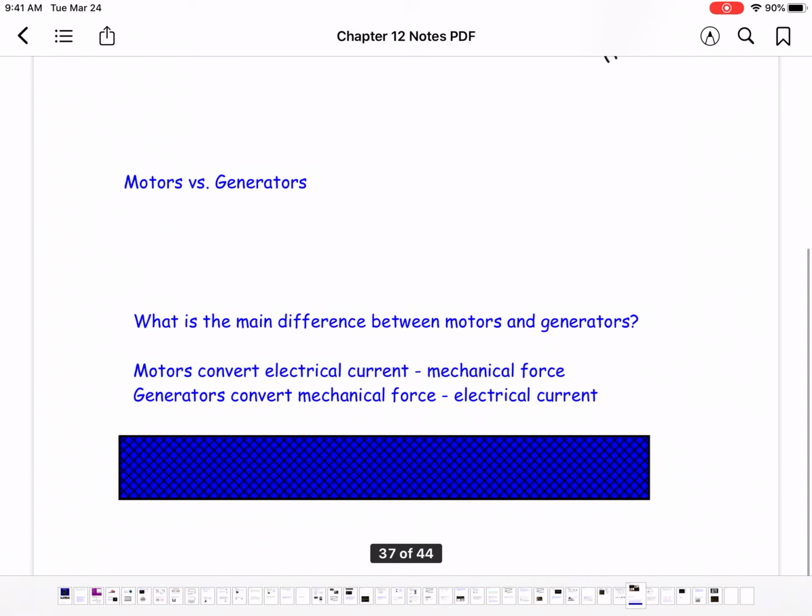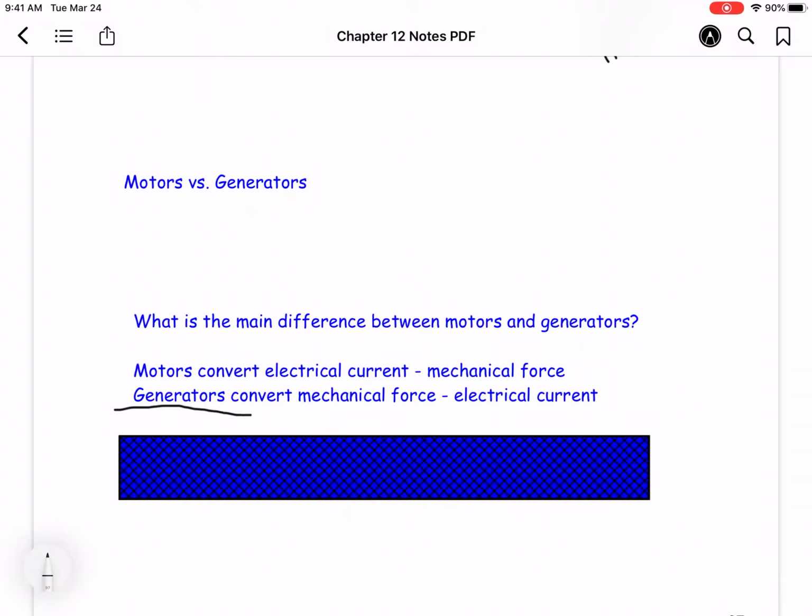So what is the main difference between motors and generators? Well, the main difference is that motors convert electrical current into mechanical force, and generators convert mechanical force into electrical current. One thing I want you to note is that basically every generator works on the same concept, where we're spinning a wire within a magnetic field. If you spin a loop of wire within a magnetic field, you're going to get current.